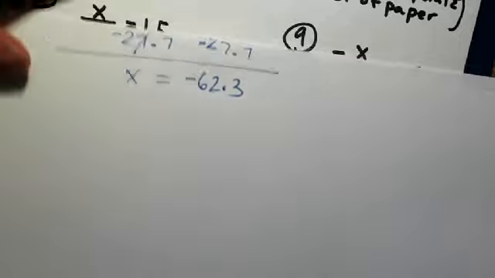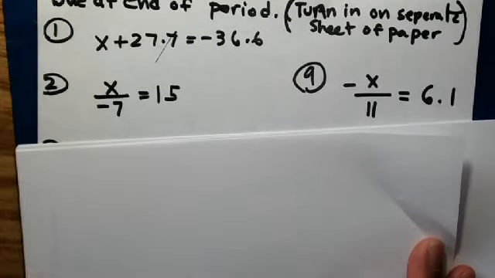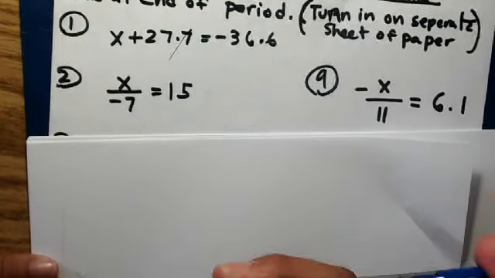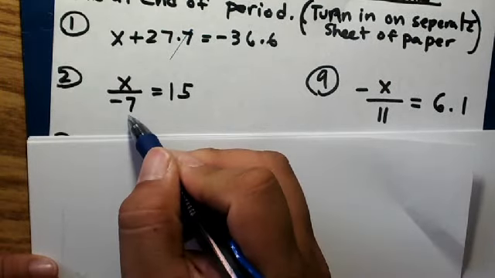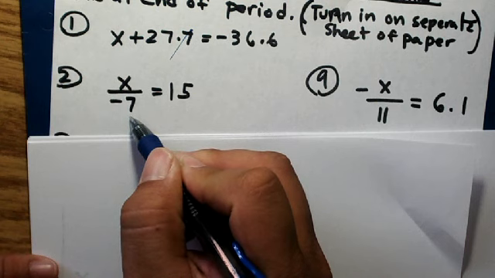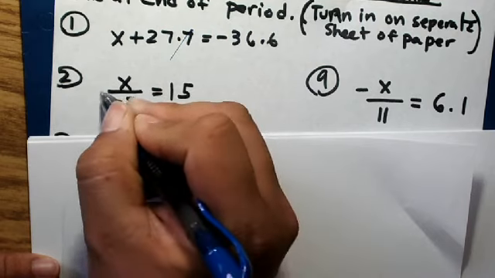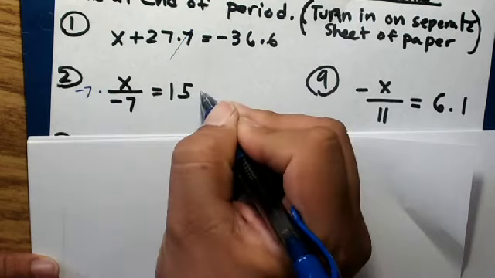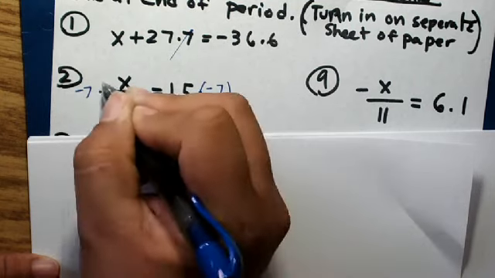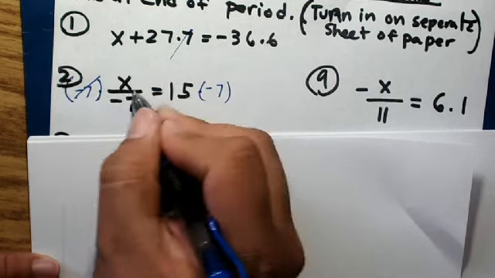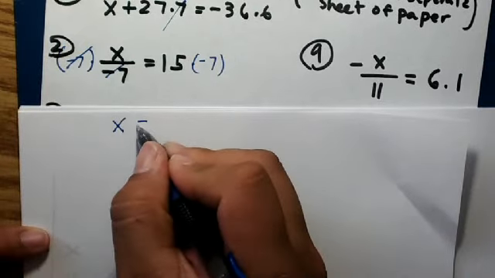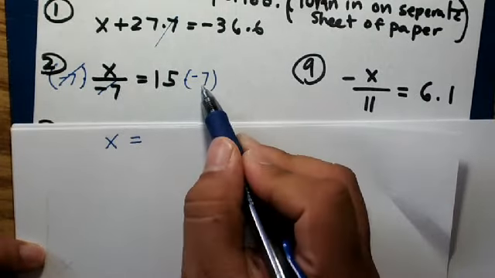Number 2. This one says x over negative 7 equals 15. So you're dividing by negative 7. What's the opposite of dividing by negative 7? Multiplying by negative 7. So you could multiply both sides by negative 7, right? You can put it in parentheses or something like that, that's fine. The x's cancel, so you're left with x equals, what is 15 times negative 7?